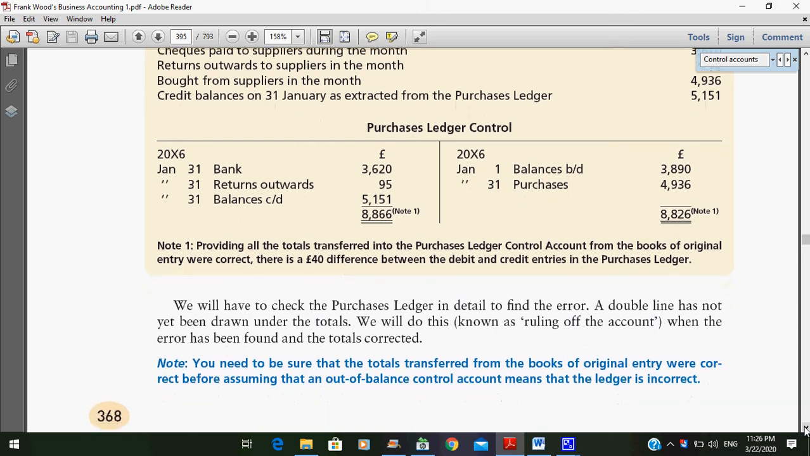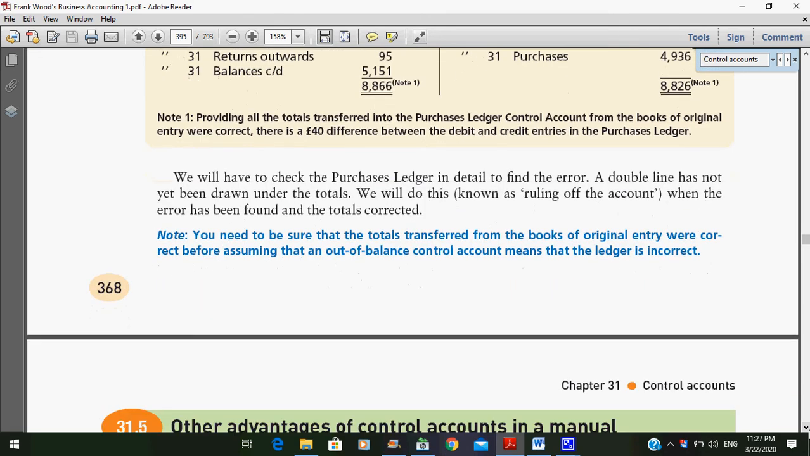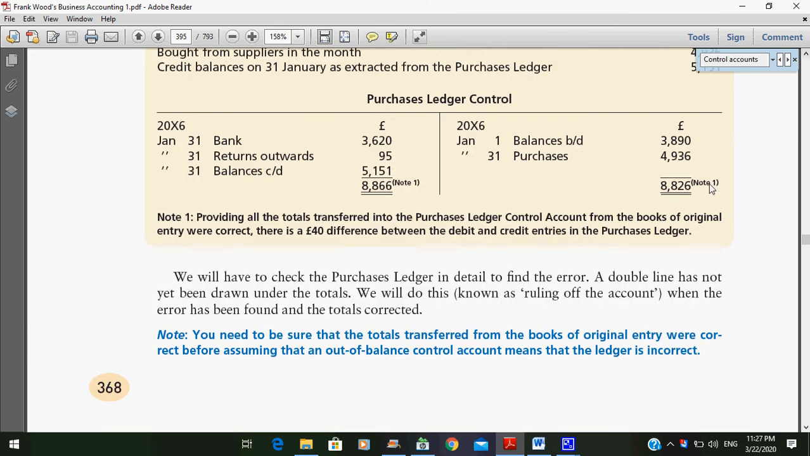Now, you need to be sure that the totals transferred from the books of original entry were correct before assuming that an out of balance control account means that the ledger is incorrect. Normally in this case, when we get an unbalanced purchase ledger, you write a note right here. Good. So that is a difference between debit and credit entries in the purchases ledger. All right. Simple as that. So there's nothing else to be done right here. Good. We're not going to send you on a goose chase to go and check.